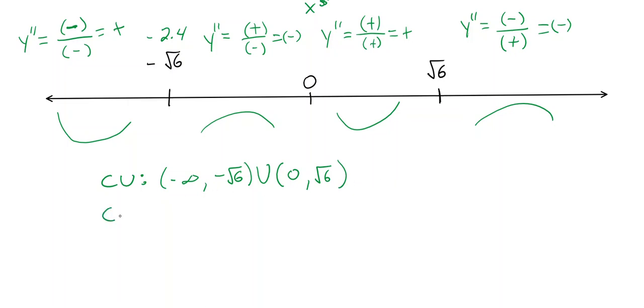Okay, and it's going to be concave down in these two sections. So that'd be from negative square root of 6 to 0. And then over in this section, it's going to be unioned with square root of 6 to positive infinity.